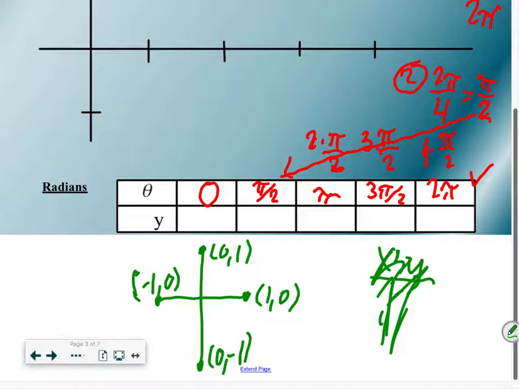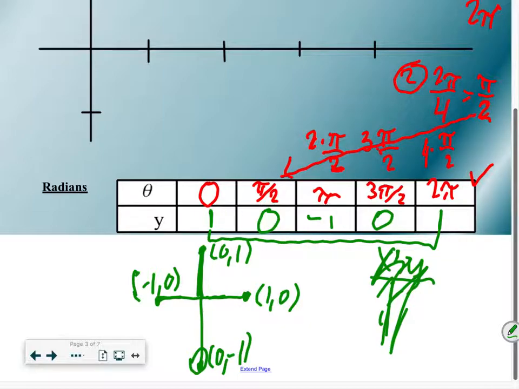Okay, 0. My x value is 1. So the cosine is just 1. Cosine is our x value. So at 0, our angle's here, and my x value of this point is 1. Pi over 2 is here. My x value is 0. Pi here, negative 1. 3 pi over 2 down here. My x is 0. And again, I'm back where I started, which is what I want.